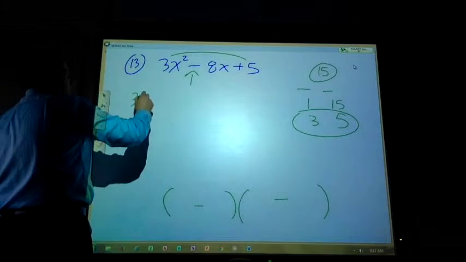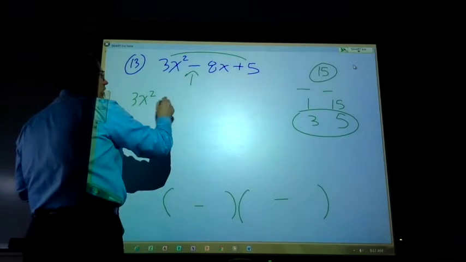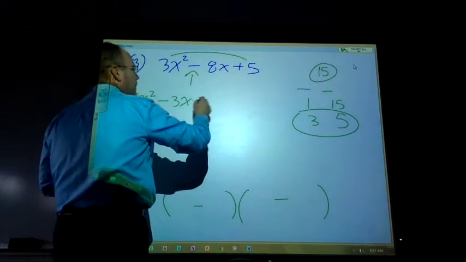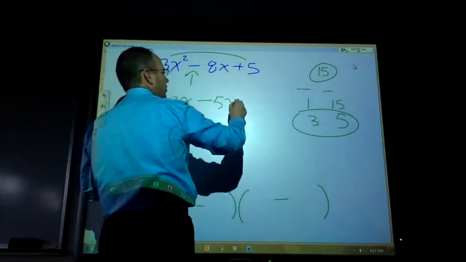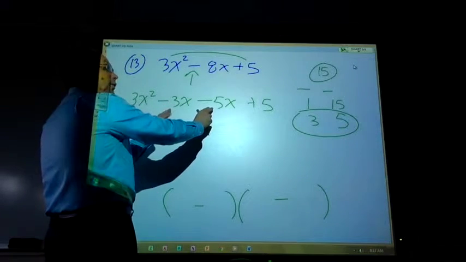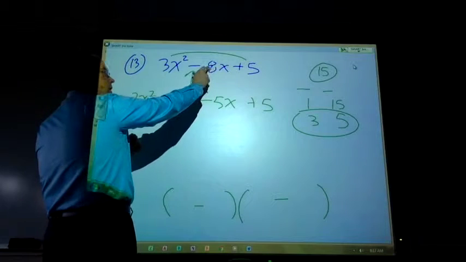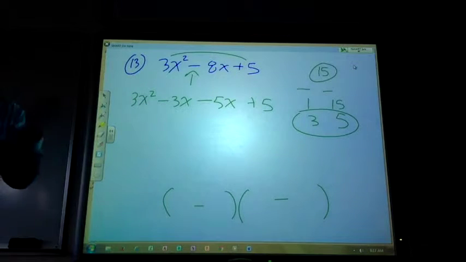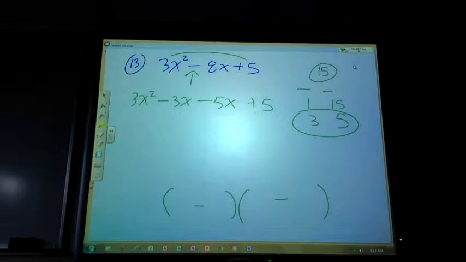So then I'm going to take this. I'm going to go 3x squared minus 3x minus 5x plus 5. Why are those both negative? Because negative 3x and negative 5x, when I add them together, is this. So I'm figuring out what combination of factors are going to get me there.